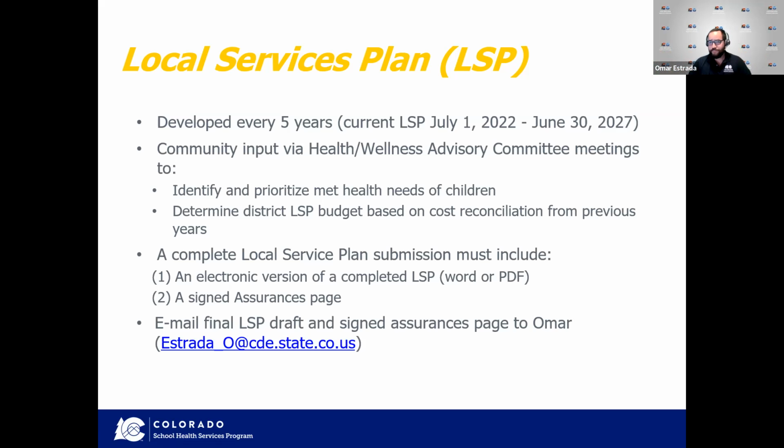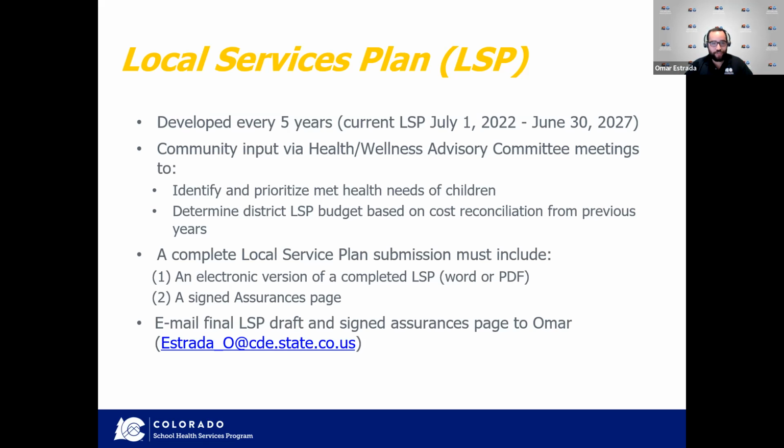This document heavily relies on community input. This is something that you work with a community to put together to look at the health needs for students in your district. You, as a group, analyze this information, identify and prioritize student health needs within your district, and then you put together something of a simplified budget, a plan of how those dollars are going to be spent over a 5-year period using cost reconciliation data from the billing side of the program.